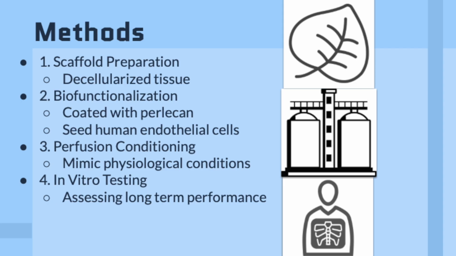Then the constructs are placed in a perfusion bioreactor where pulsatile flow is applied to mimic physiological shear stress. This conditioning step promotes endothelial alignment, strengthens cell-matrix interactions, and helps achieve physiological compliance. And then finally, the grafts would undergo in vitro testing to evaluate long-term performance. Together, these methods support the development of a graft that could maintain vessel patency and reduce restenosis-related failure modes.